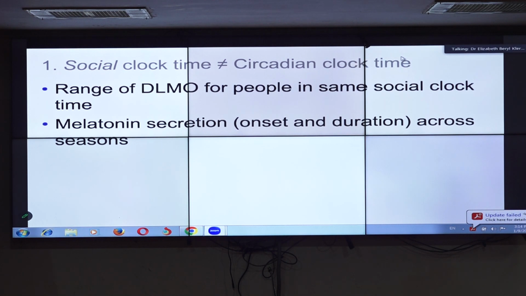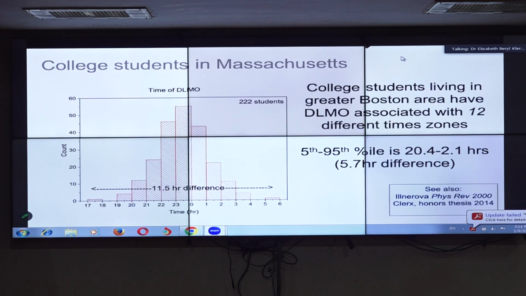But even for people who aren't blind, there's a range of DLMO. There's a range of circadian timing for people within the same time zone. So we did this study about college students at a single college, actually, in the greater Boston area. And we looked at these students, and over 222 students, their circadian timing crossed 11.5 hours. So even if you're in the same time zone, you cannot assume that somebody has the same internal circadian time.